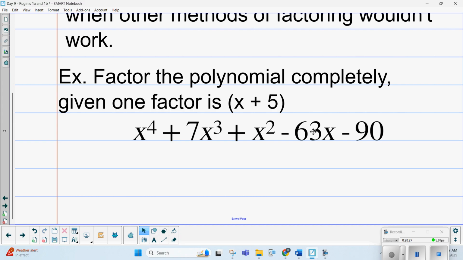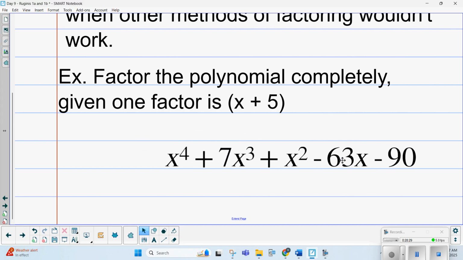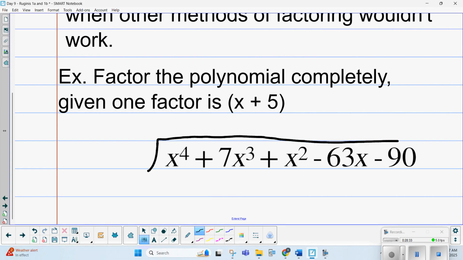All right. And what we're going to do is start by dividing it. So let's divide this thing by x plus 5. Well, actually, let's check first. Do we need any placeholders? So we go from x to the 4 to x cubed to x squared to just x to a constant, so no placeholders. So let's divide. What do I need to multiply x by to get x to the 4? That'd be x cubed.